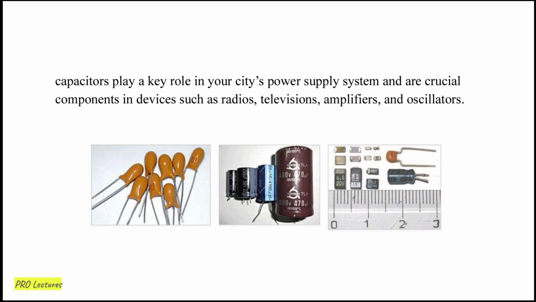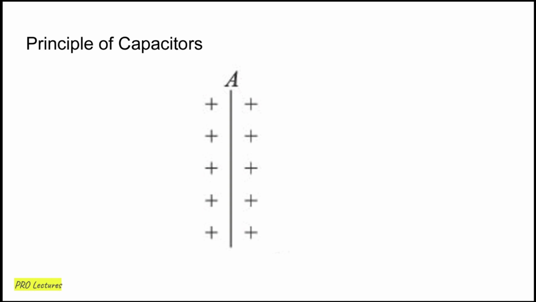Capacitors play a key role in the universe's power supply system and are crucial components in devices such as radios, televisions, amplifiers, and oscillators. To understand the principle of a capacitor, let's consider an insulated metal plate, plate A, and give it a positive charge Q. As we keep adding charge, the potential of the plate increases. However, once the potential reaches its maximum, any additional charge would leak out.